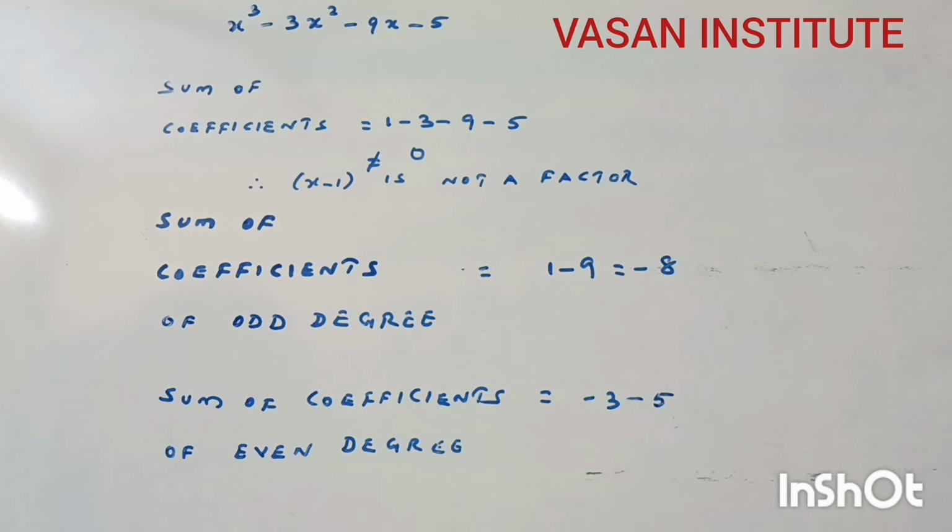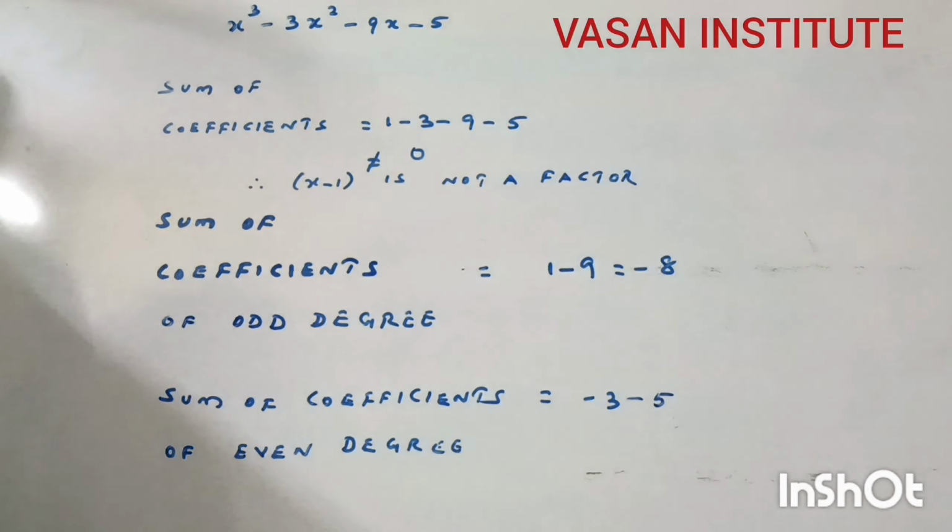Hello students, sub-division 2 of question number 5. Factorize x cube minus 3x square minus 9x minus 5. First you have to add the sum of coefficients. Coefficient of x cube is 1, coefficient of x square is minus 3, coefficient of x is minus 9, last term is minus 5.